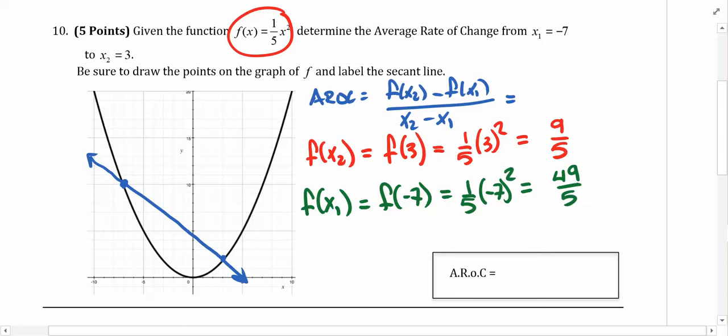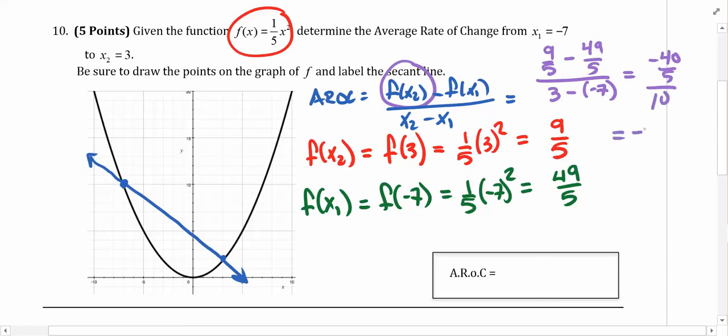So now when I plug this back into the formula, I'll do this in purple for you guys so you can see what's going on here. f of x2 is 9/5, so I'm going to have 9/5 minus f of x1, which is 49/5, all divided by the value of x2, which is 3, minus the value of x1, which is -7. So when you calculate this, 9/5 minus 49/5 is -40/5, all divided by, and then 3 minus the -7 is 10.